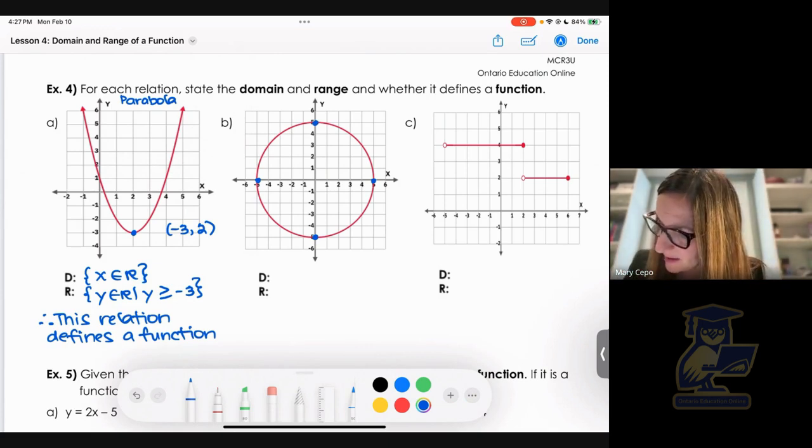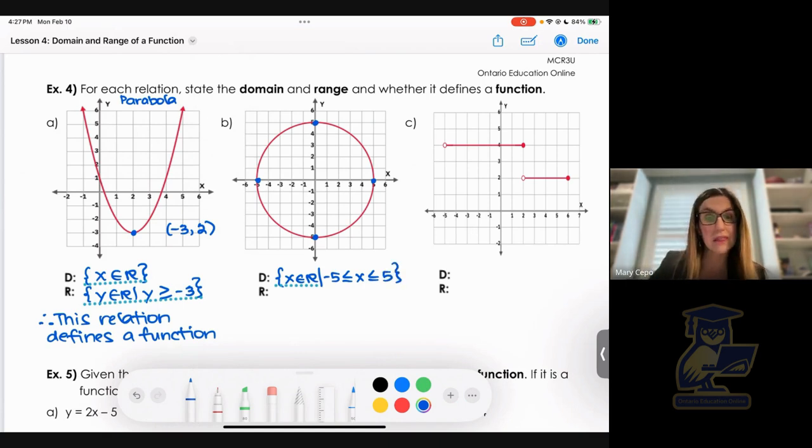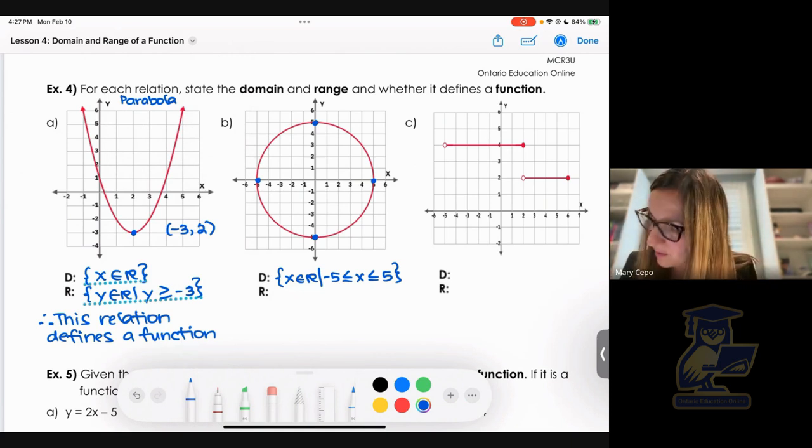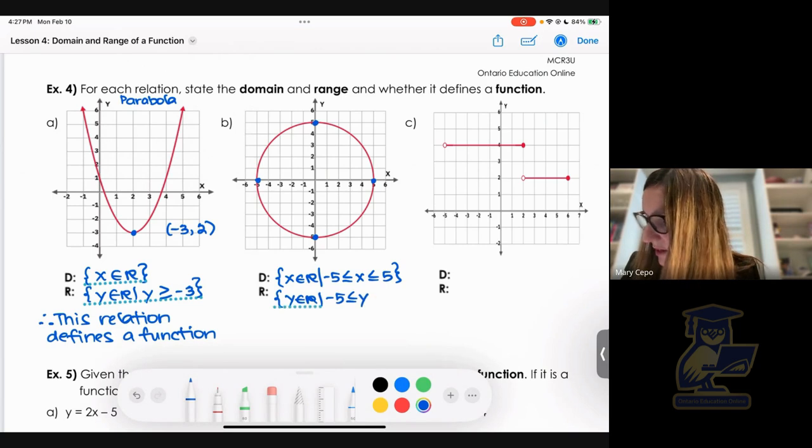So the domain in this case would read, x is an element of real such that x has to be greater than or equal to -5, but less than or equal to 5. Likewise, because the circle is enclosed, you have a max and a min for the y value. So y is an element of real, however y has to be greater than or equal to -5, but less than or equal to 5.